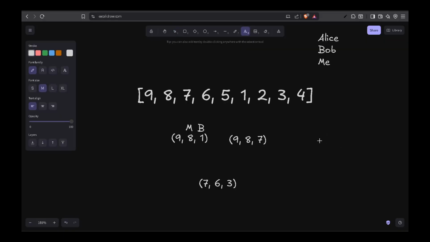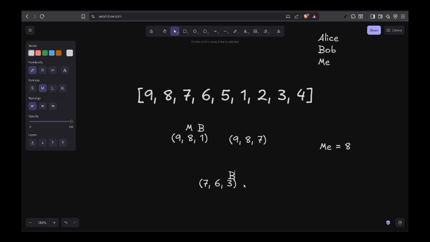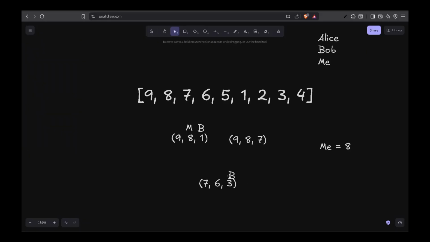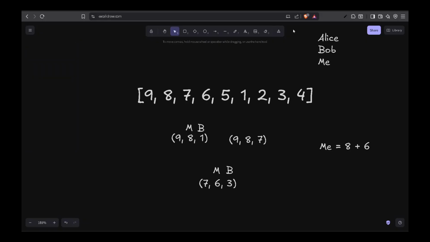So if I take a counter here, let's say me, it would have been 8 till now, right? In the second state, Bob would have gotten this 3 and I would have gotten the 6. So by now I would have gotten 8 plus 6, right? If we followed this path. But what if we have followed this path? Let's see.